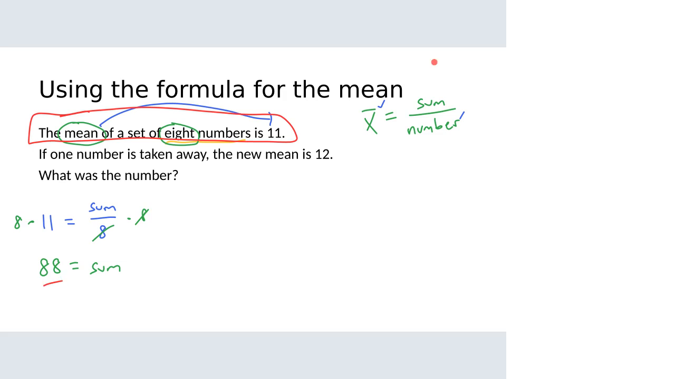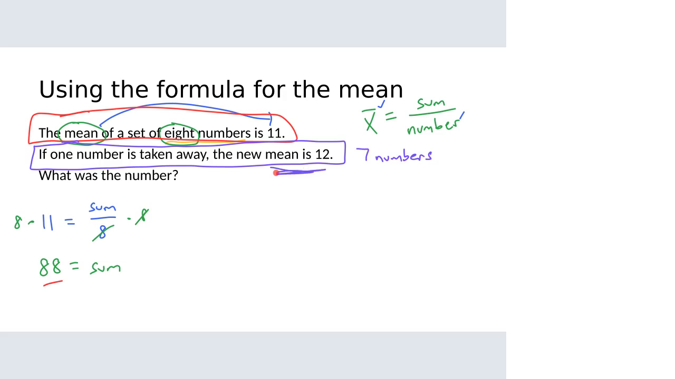Let's see what the next part of this problem is about. It says, if one number is taken away, the new mean is 12. If I take away one of the numbers, how many numbers do I have left? I know it's a simple question, but it's really important here. Kind of like when we looked at Josephine's tests and Carmen's quizzes. Very good, Shelby, Summer, fantastic. So if one number is taken away, now I have 7 numbers, and I know their mean is 12.